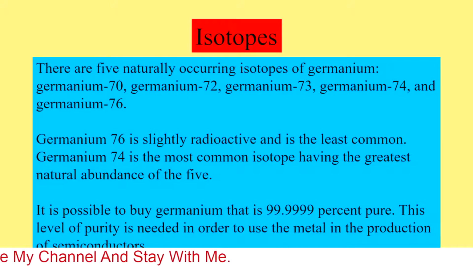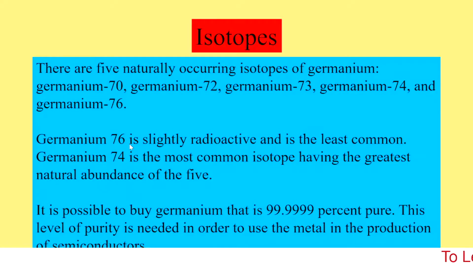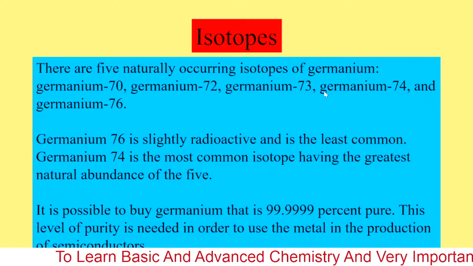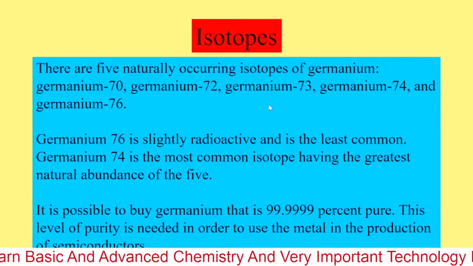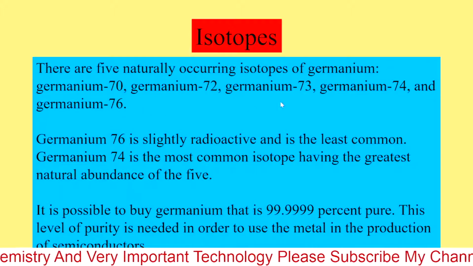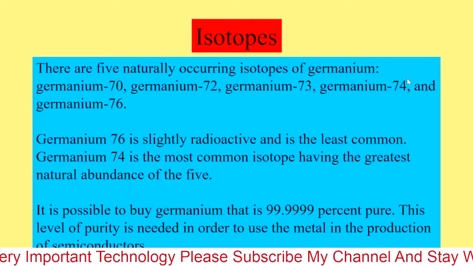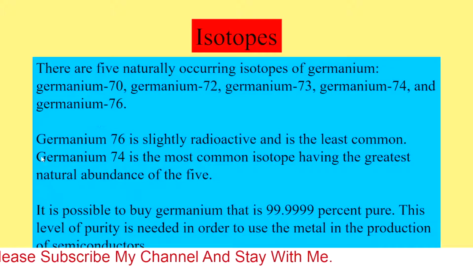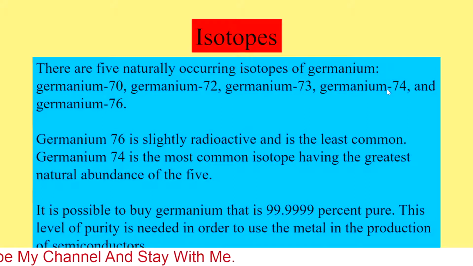So germanium 74 is the most common isotope. What I have mentioned, germanium 76 is a little bit radioactive, so we cannot find it in nature very often. And germanium 74 has the maximum abundance. That means we have 5 different isotopes, however the most available isotope of germanium is 74. So among these 5, germanium 74 is the most available in natural abundance.